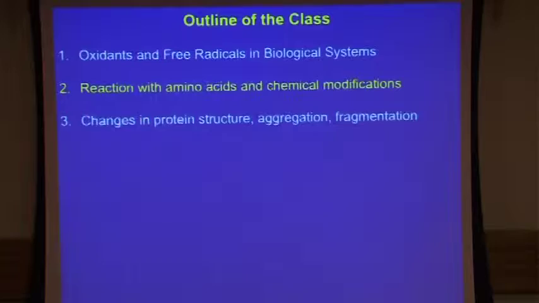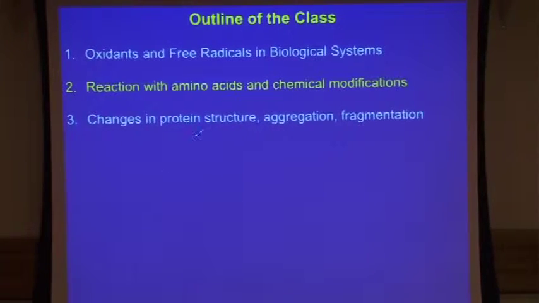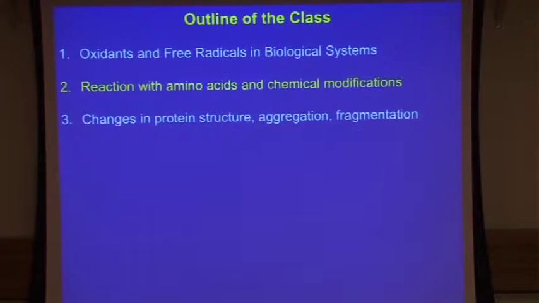function. So the outline of the class: in the first part, I will take time to define the formation of oxidants and free radicals in biology, how these oxidants react with constituent amino acids, and even with prosthetic groups that lead to oxidative modifications, and how the modifications in amino acids and/or in prosthetic groups can impact protein structure and then facilitate changes in function or aggregation or fragmentation.